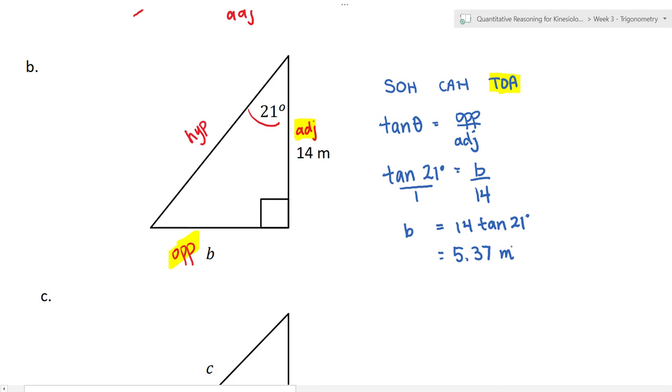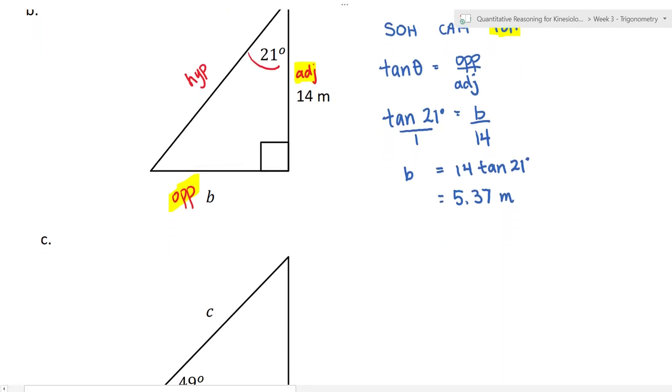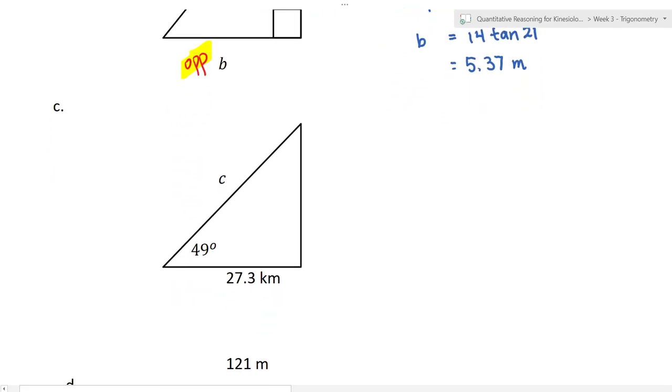And that's it. Okay, so again, if you feel like you're good with all of this, go ahead and try part C on your own, and then rejoin us when you're ready.